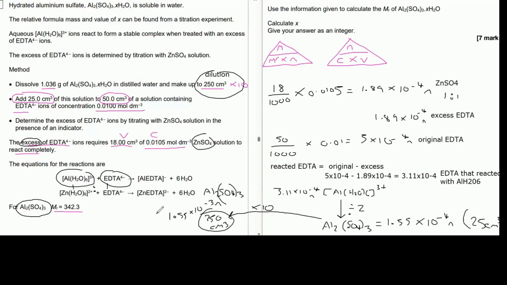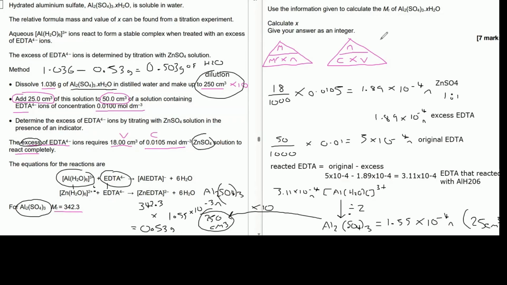Let's work out my mass of aluminium sulfate. So I want to times this by 342.3 because this is the Mr of aluminium sulfate. So times 342.3, and we're going to get 0.53 grams of aluminium sulfate. So let's do 1.036, take away the 0.53 grams, and we're going to find out how much of this Al2(SO4)3.xH2O is water. So let's do 1.036, take away answer. We're going to find out that we have 0.503 or 0.504 grams of H2O.